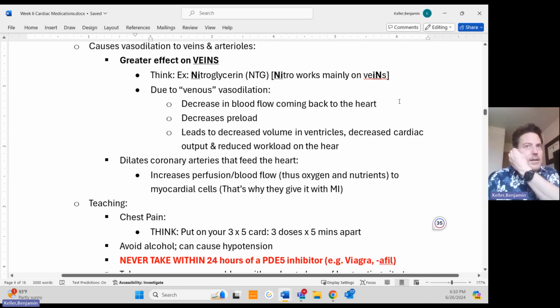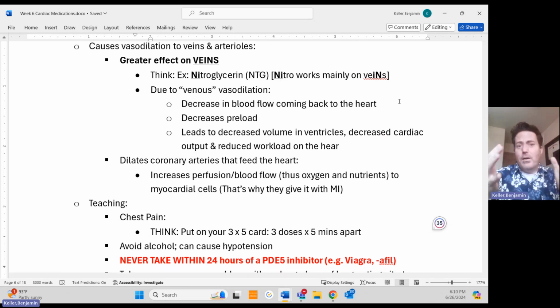Through the venous dilation, it can decrease the amount of blood coming back to the heart because the veins are like those capacitance vessels, sort of like a reservoir for blood. It reduces the pressure. That reduces the preload. And that leads to a decreased volume in the ventricles, which causes decreased cardiac output and reduced workload on the heart.